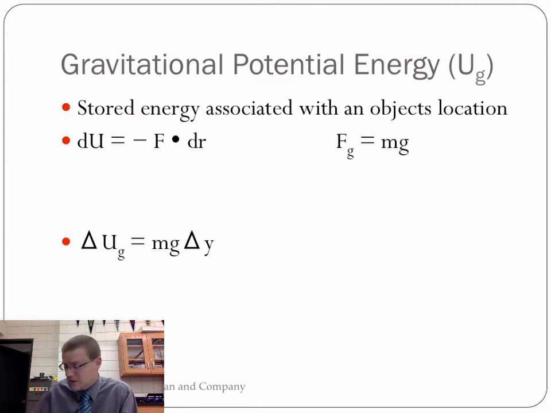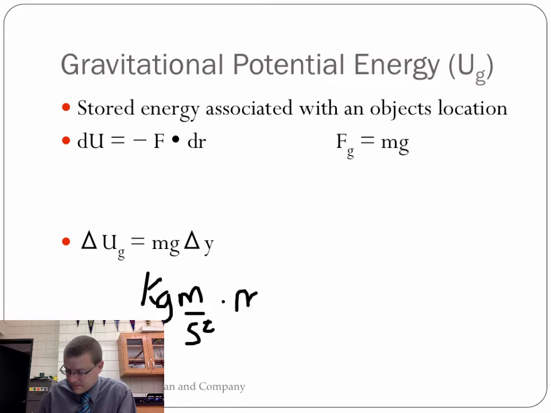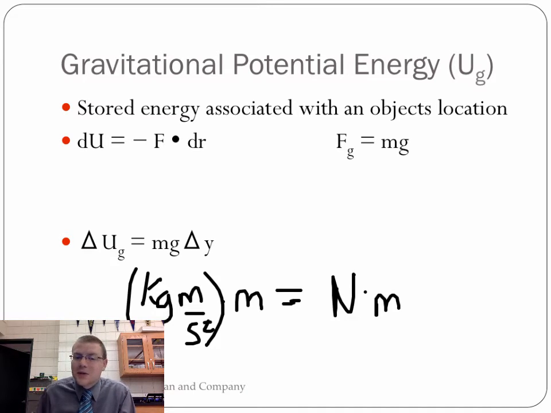Let's check the units on that. Okay, so looking at our units here, mass is measured in kilograms, gravitational acceleration is meters per second squared, and a displacement is just meters. We can see that mass times acceleration we know is a newton in terms of force, multiplied by our displacement. A newton meter turns into a joule. Gravitational potential energy is measured in joules, just like work done or kinetic energy as well.